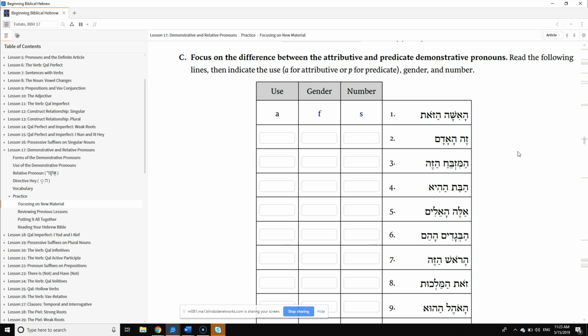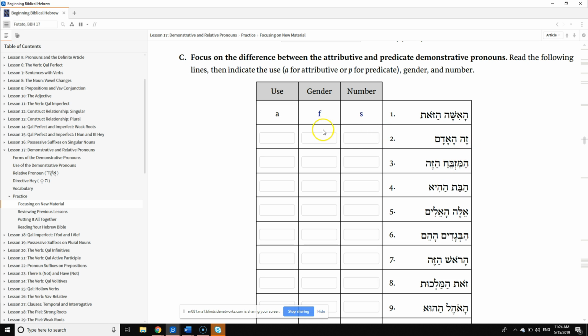All right, so here you're primarily going to be determining which use of the demonstrative is taking place here. Is it being used attributively as an adjective, or is it being used predicatively as a pronoun? And so you'll also want to parse out the gender and number of the demonstrative as we go through. So it's giving you number 1 here, ha'isha hazot. Both of these have the definite article, so that's going to be attributive. Furthermore, the demonstrative comes after the word it's modifying, so after usually signals attributive. Both are feminine singular.